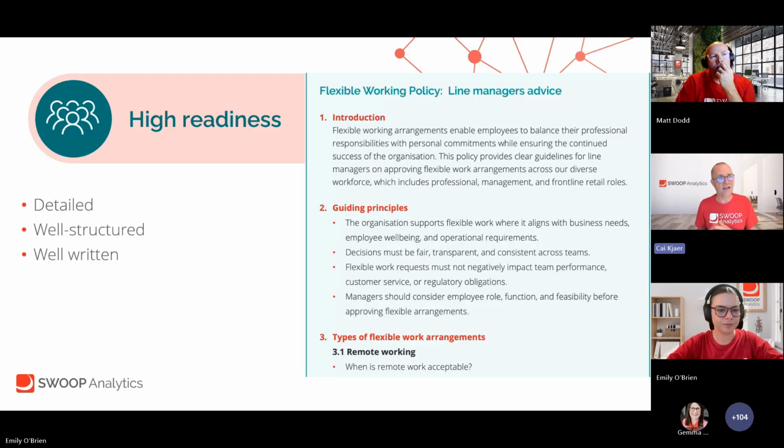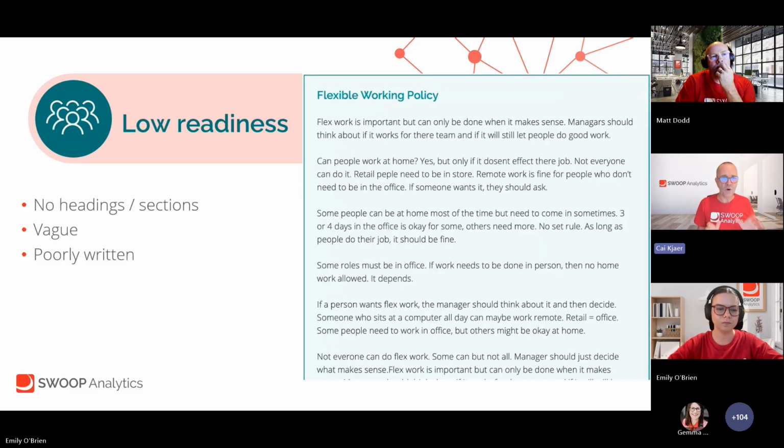But let's go to the next one and have a look at one. Let's say that this one was also vetted, signed off, right? But in this case, as you can see, it is a lot shorter. It's actually not very well written. We had to construct this too, so it was pretty vague. So it didn't really answer all the questions that people might have about remote work.